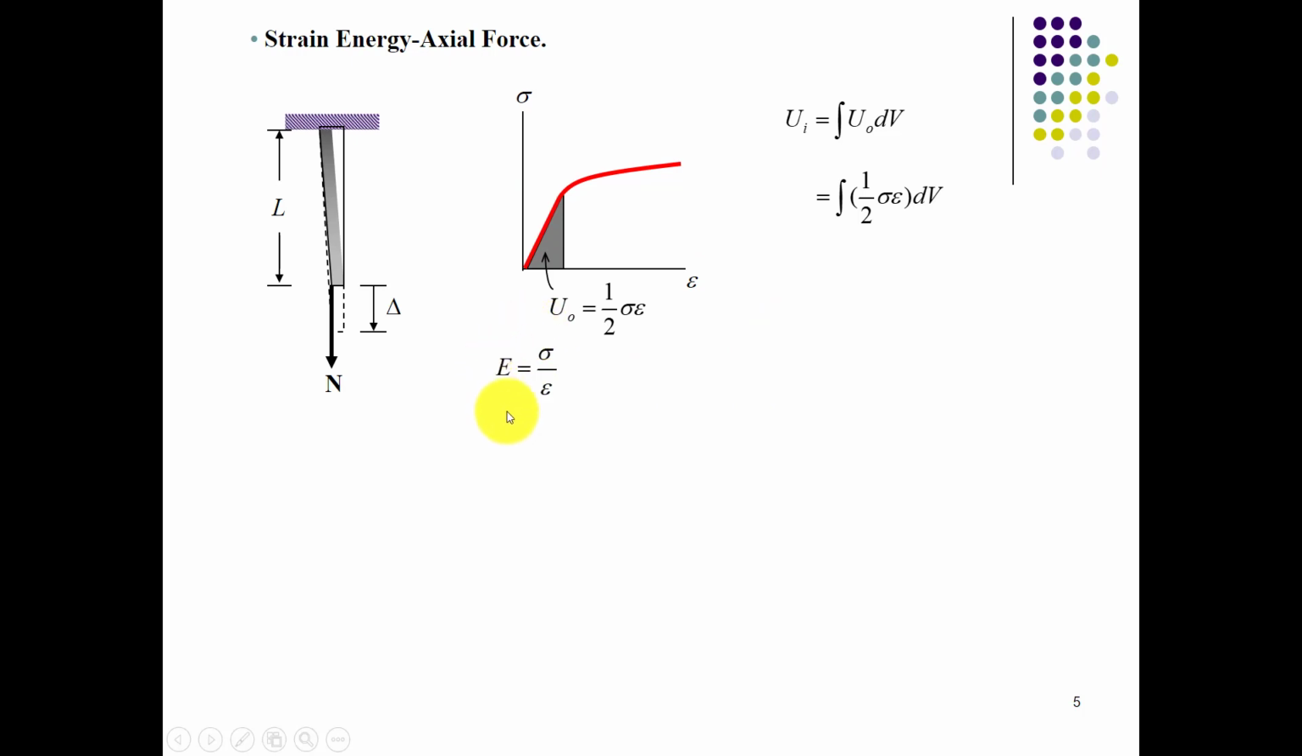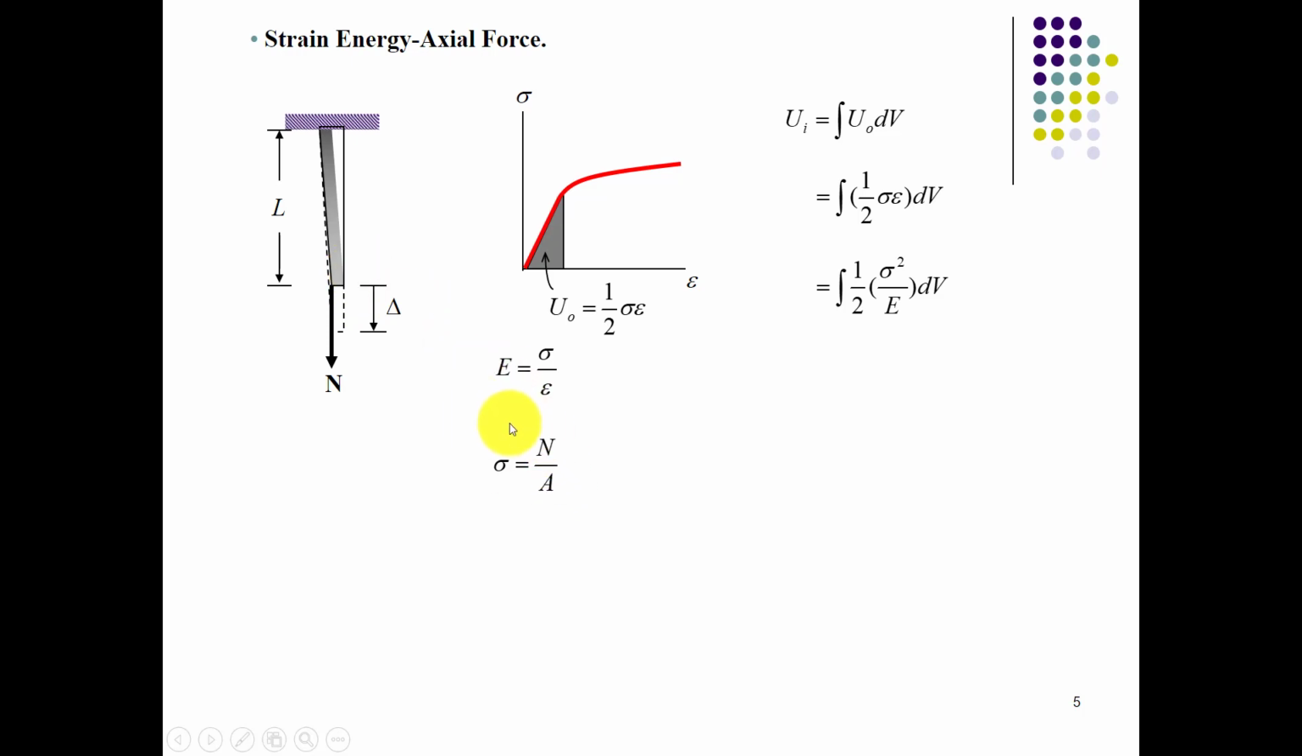We can also write the modulus of elasticity equals stress over strain, which comes from Young's modulus. So we will substitute the value of epsilon, which is strain, into the equation, which will transform to sigma square over E. Then we compute sigma equals N over A, where N is the axial force upon the bar element, and A is its cross sectional area.